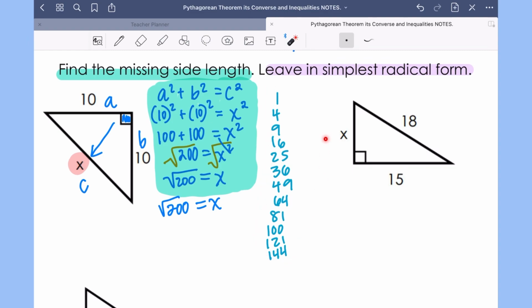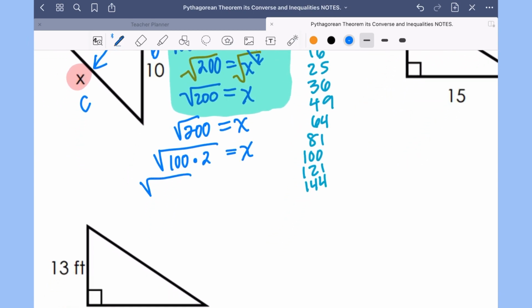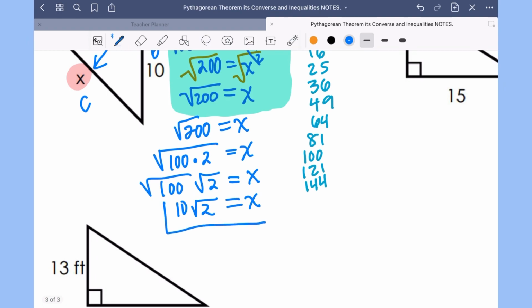Which largest perfect square will divide into 200? Out of all these, it's going to be 100. 100 times what? We should all know this. 100 times 2 is 200, right? Okay, separate it. We already did this. We should start getting better at this. Square root of 100 is 10. The 2 stays inside because it is not a perfect square and it does not have factors that will simplify. And that's it. Okay.